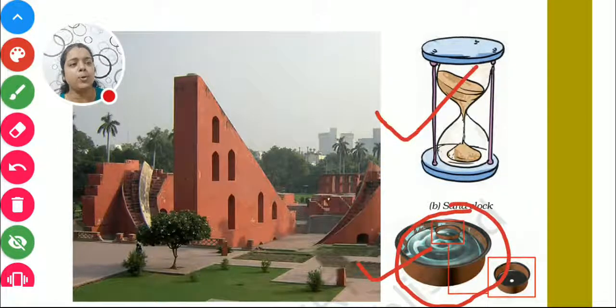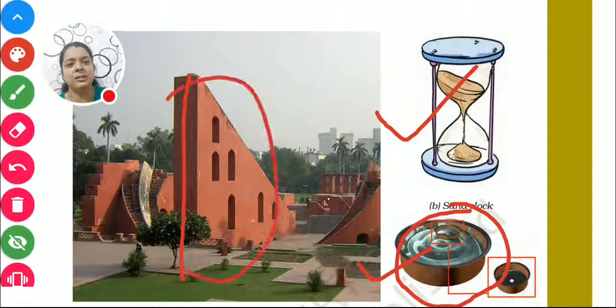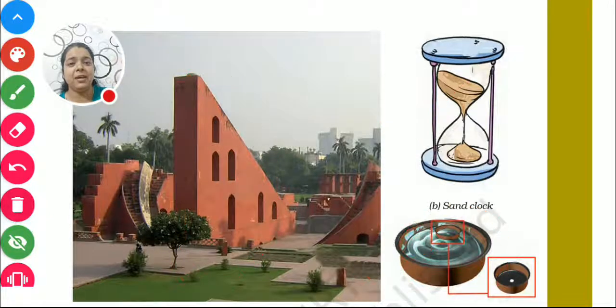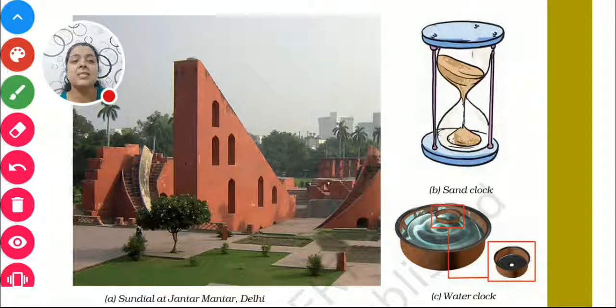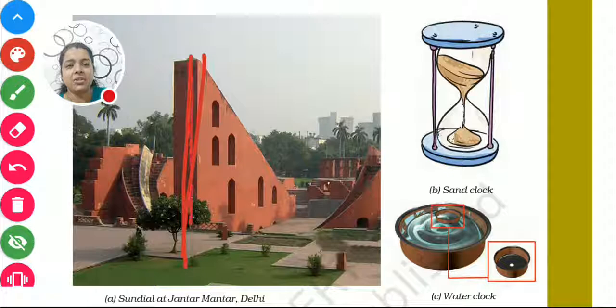Second, we talk about the clock. And the third one is actually what? It is a figure over here, and it is of Jantar Mantar. So this is a sundial. How can you say the sundial? Actually, how is it helping you out to find the time? This you can imagine as a person. This you can imagine as a person.